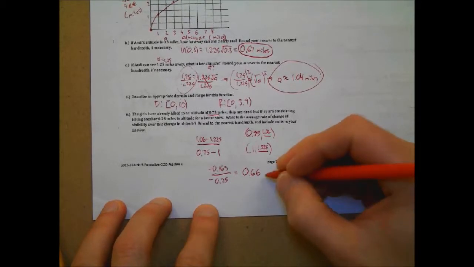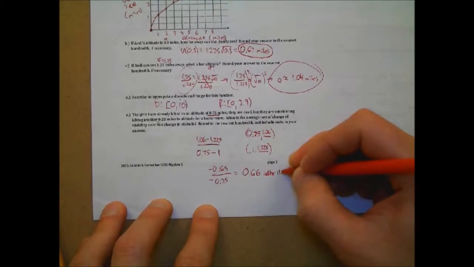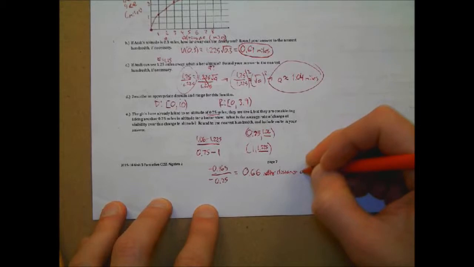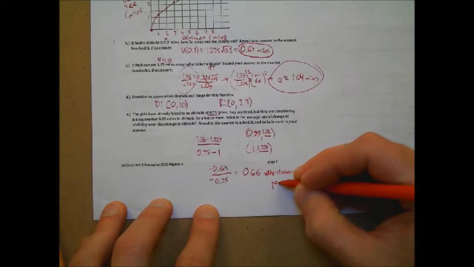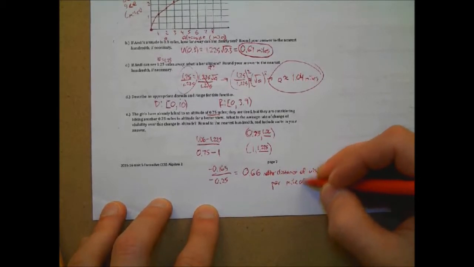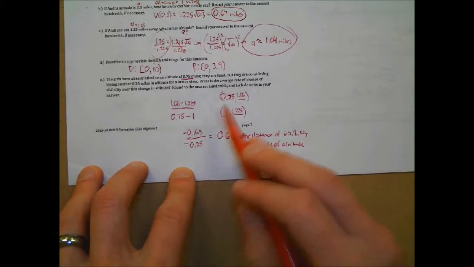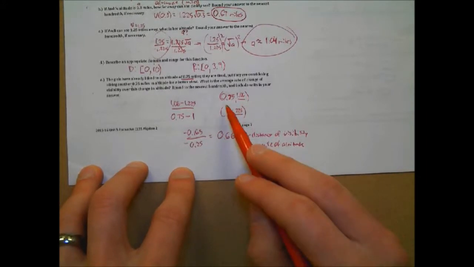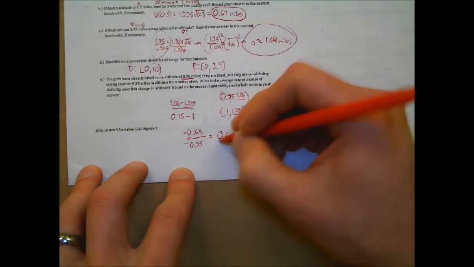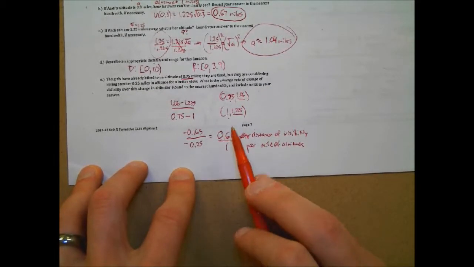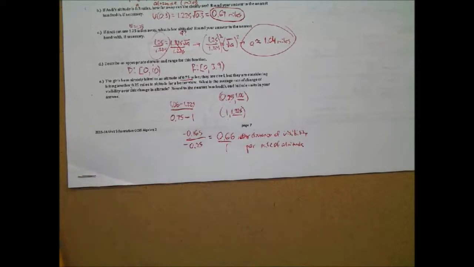For the units here, it's going to be distance of visibility per mile of altitude. So in other words, the average rate of change between these two points, at 0.75 miles in the air and 1 mile in the air, is 0.66 over 1, where they will improve their visibility by 0.66 miles every 1 mile they go up. Okay, so that's the meaning of it in this context with the units.